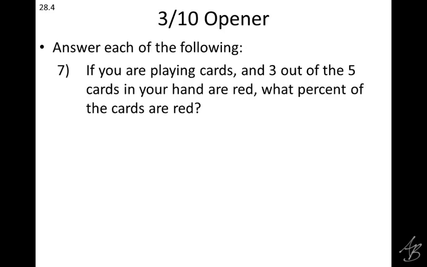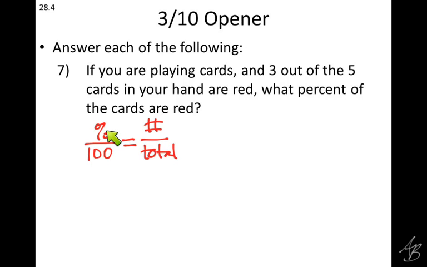Okay, so 3 out of the cards in our hand are red. We want to know what percentage that is. So how do I figure out what percentage that is? It's not a percent change problem. So what I'm going to use here is actually this formula we talked about yesterday. It's going to be the percent over 100, because percent means out of 100, equals the number. In this case, it's going to be the number of red cards over the total number of cards.